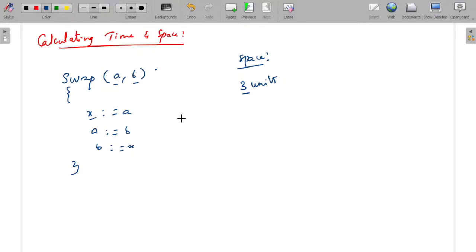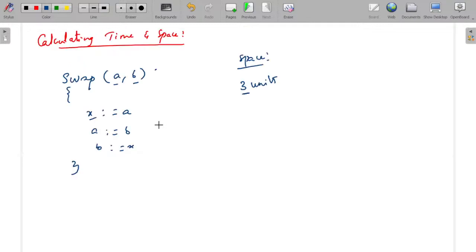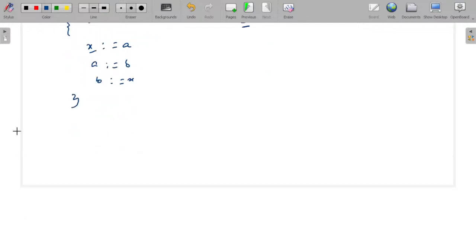Now we will see how we can perform the sum of n given numbers. Let me take a different algorithm now. I'll write the algorithm here. Say I have an algorithm called sum of all, which will take the size of the array and also an array as input.